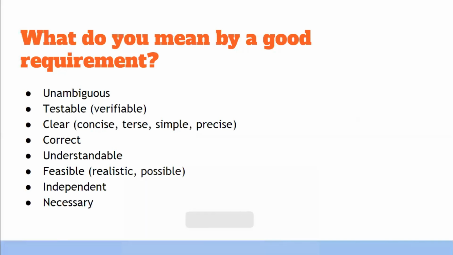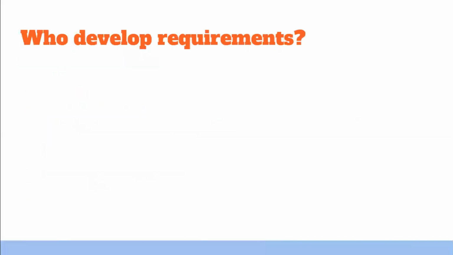Okay, so requirements need to be unambiguous. They should be testable, clear, concise, simple, precise. It should be correct, understandable, feasible, independent and necessary. All right. Now, next question, who develops requirements?